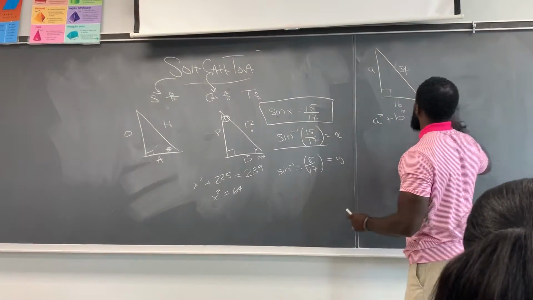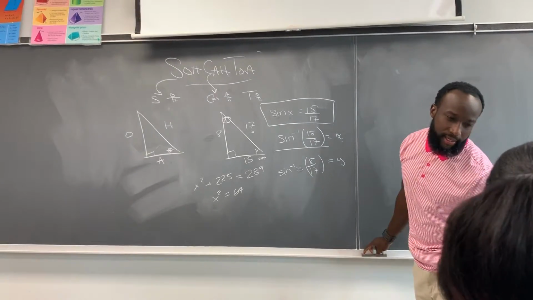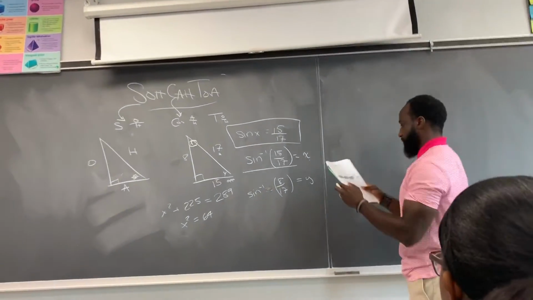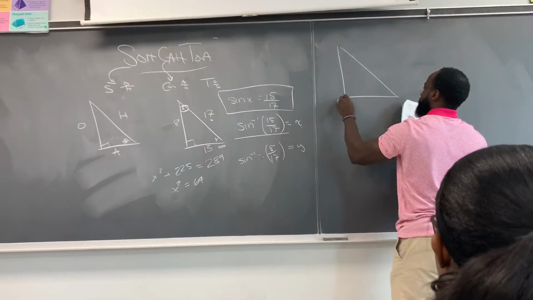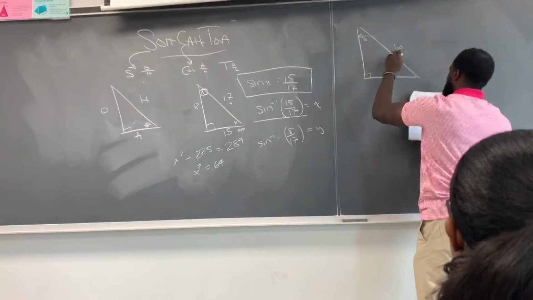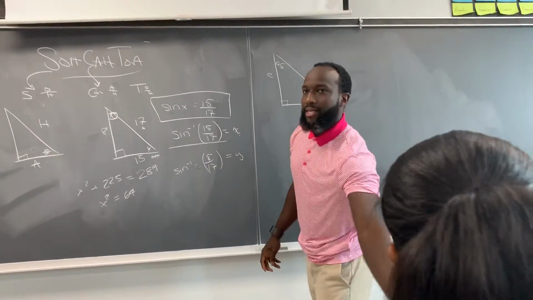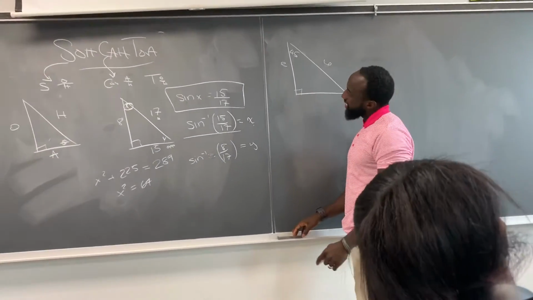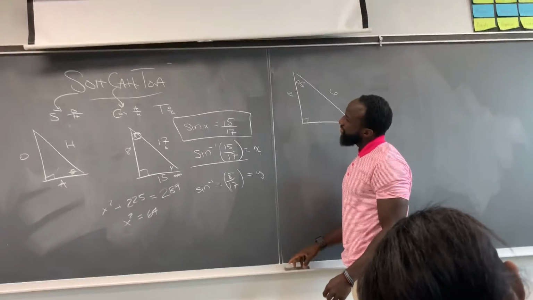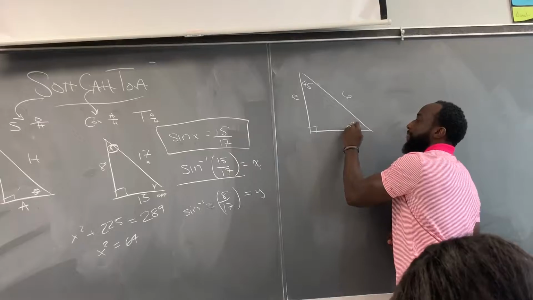Let's do number 4. What's the triangle look like? A right triangle. Of course it does. Number 4 is a 45, 45, 90 degree triangle. Is it 3 root 2? Yeah, I think so. Yeah, it is. All right, so 45, 45, 90.